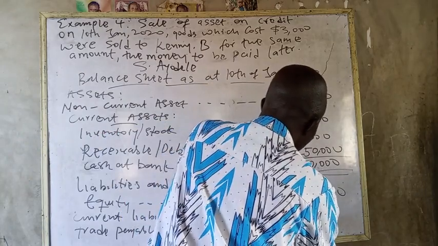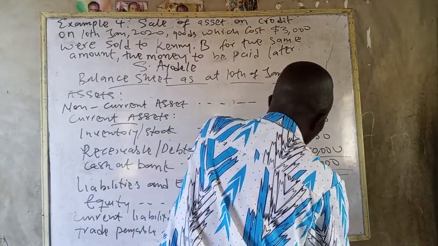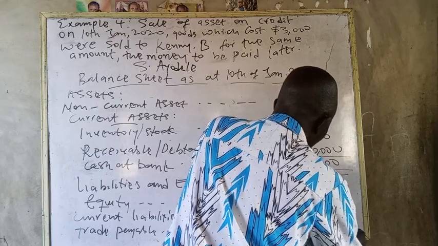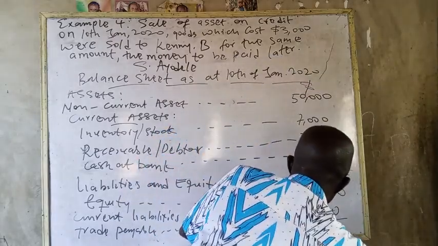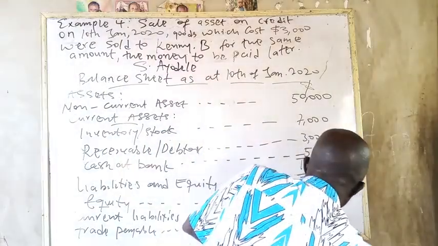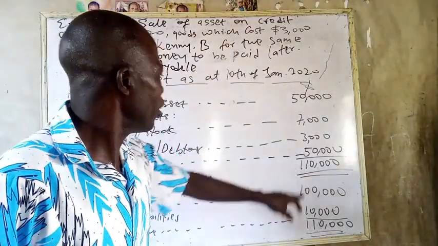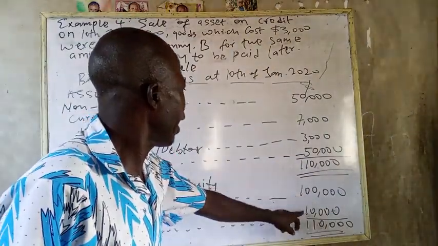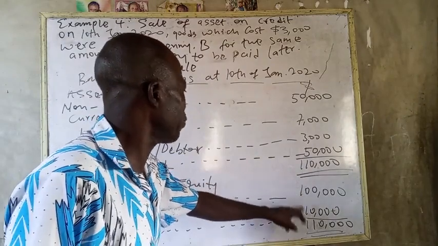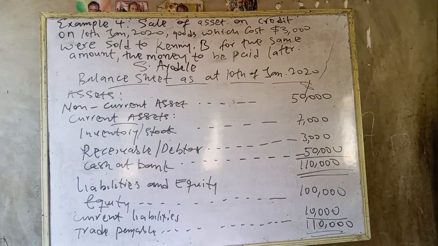And that is $10,000, which represents the goods that SRD bought that have not been paid for. And what is the total value? That is $110. You can see assets equal liability plus capital, $110. Then let's quickly go to example 5.